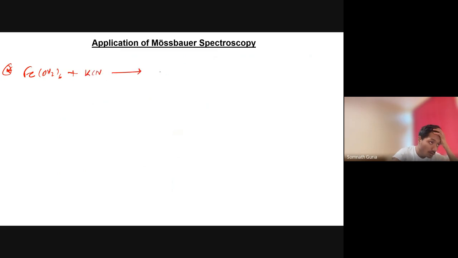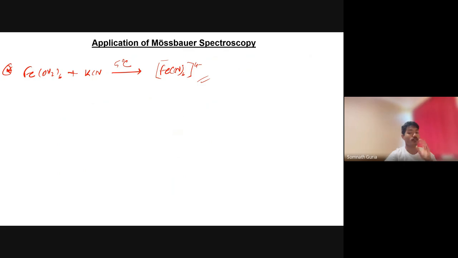We are making a complex called Fe(CN)6 4 minus, and there should be K plus, and this is the reaction. We are recording the Mossbauer spectra at 5 degrees Celsius. The reaction is monitored at 5 degrees Celsius.